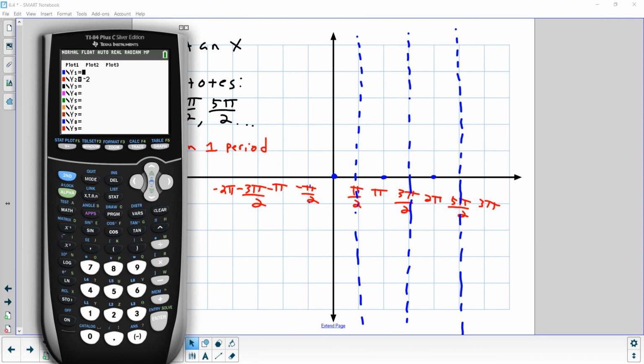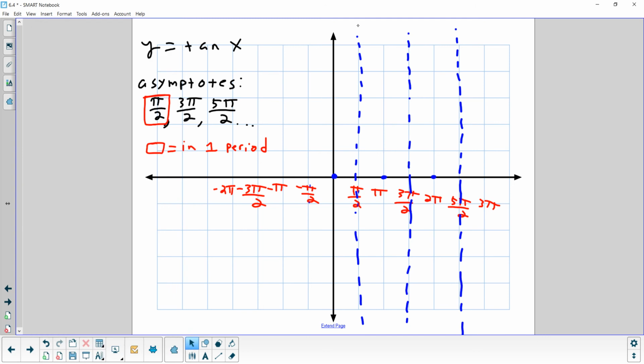Okay, I'm doing it in radians. I know I'm in radians because I don't see any degree marks on any of my labels on the x-axis. Calculator's in radians, so that's good. And let's do what we always do. Let's check a value just after asymptote number 1, and let's check a value just before asymptote number 2. Don't check the asymptote, that's going to say error. But check something very close to it.